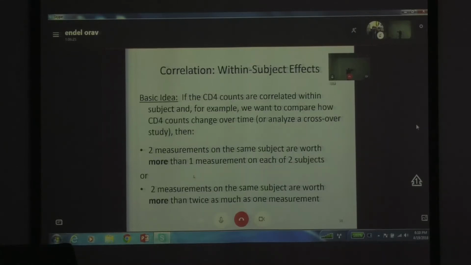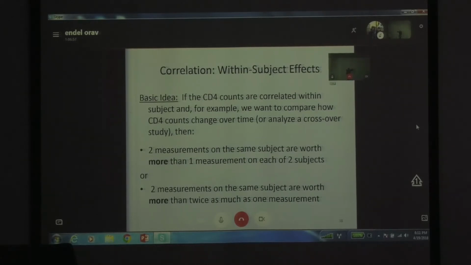That was when I looked and compared groups of patients to each other. I also mentioned within subject effects. So if we're looking for the effect of time on CD4 counts, here I said we actually gain. And so we have almost the opposite wording. 2 measurements on the same subject are worth more than 1 measurement on 2. Or if you like, 2 measurements on the same subject are worth more than twice as much as 1 measurement. You actually get a benefit.